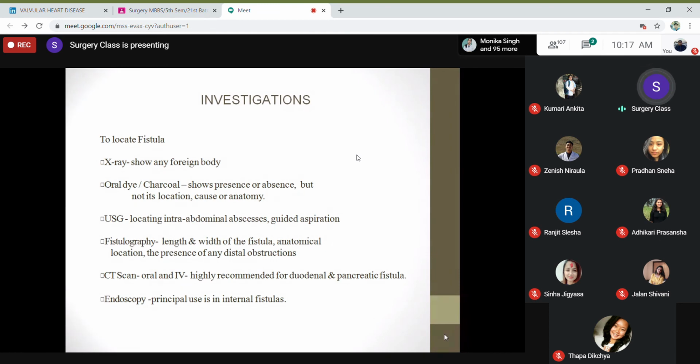But for enterocutaneous fistula, CT scan is the best, using oral and IV contrast. And the fistulography, if the fistula is quite long, will tell you about the length and the width of the fistula. Ultrasound will tell you about the abscess, and it can help to aspirate. And X-ray will tell you about the foreign bodies.